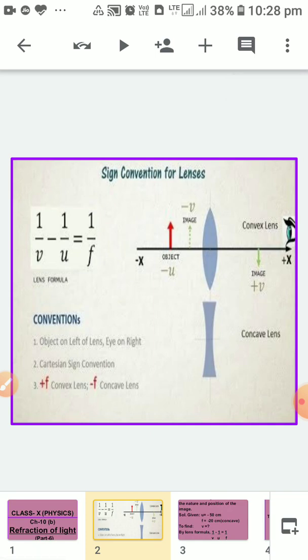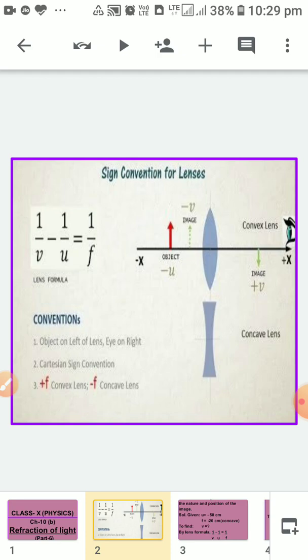As you all know, the lens formula is 1 upon v minus 1 upon u is equal to 1 by f, where v is the image distance, u is the object distance, and f is the focal length of the lens. This you already know. Now, I am telling you about the sign convention.